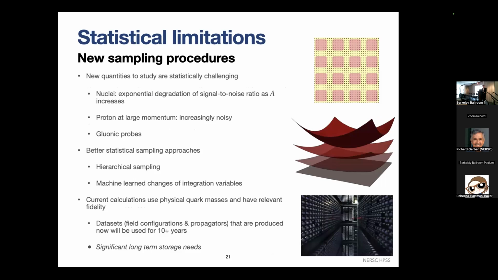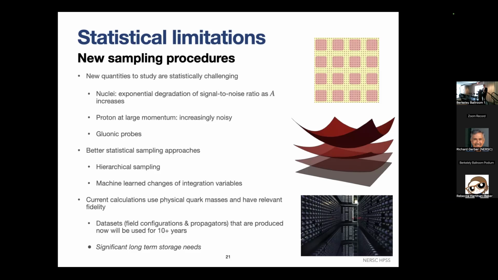I mentioned statistics a little bit before, but as the field has progressed, the quantities we're particularly interested in are more challenging, and these are typically more statistically challenging to determine. For nuclei, for example, there's an exponentially bad signal-to-noise problem in calculations as you increase the atomic number. Looking at protons that are moving very fast is increasingly noisy, but this is something we really want to do for understanding their structure. And things where we look at the gluons inside protons and nuclei are also intrinsically noisy. So we need better sampling procedures.